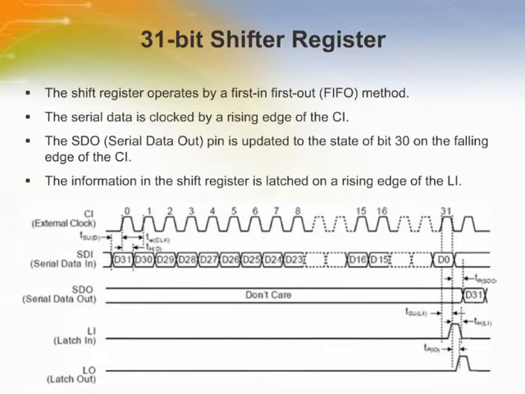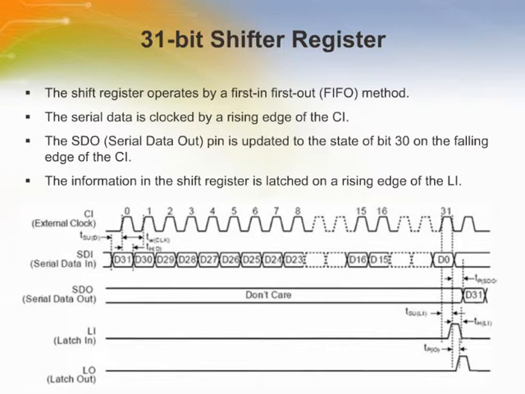The serial data output pin is updated to the state of bit 30 on the falling edge of the clock input pin. This will prevent any race conditions and erroneous data that might occur while propagating information through multiple LED drivers that are daisy-chained together. The contents of the shift register will continue to propagate on every rising edge of the clock input pin.